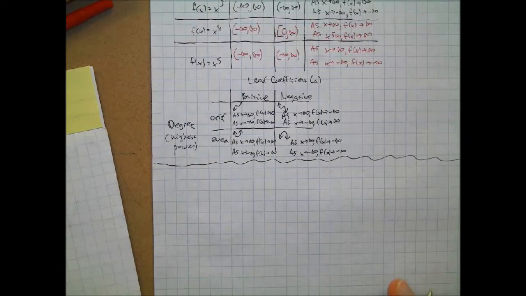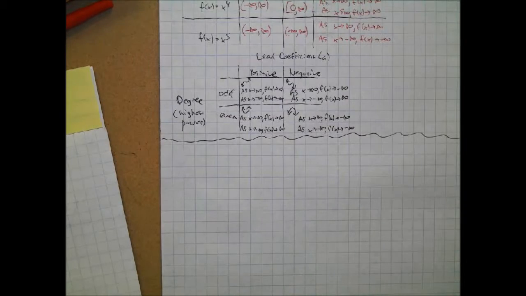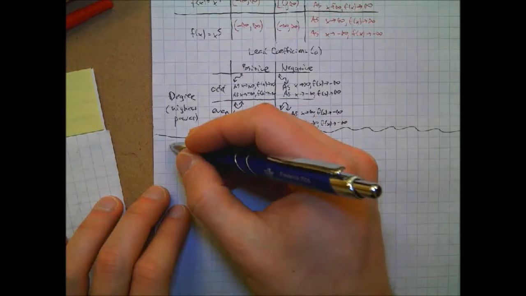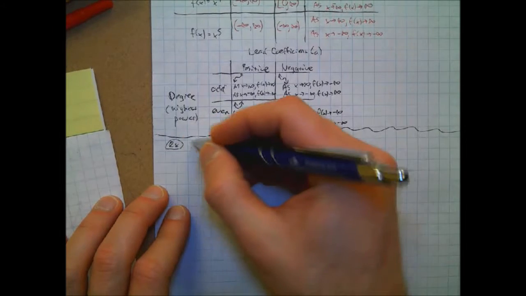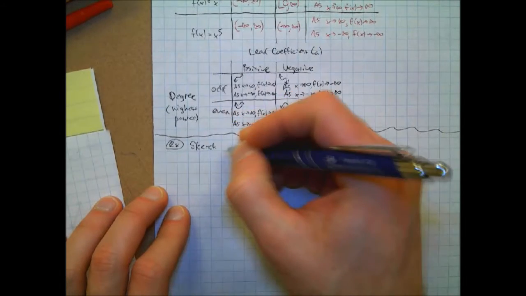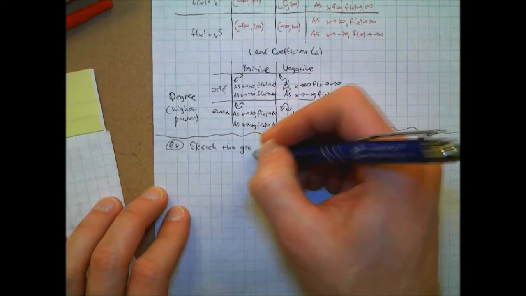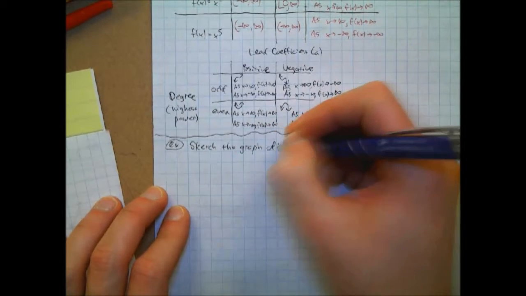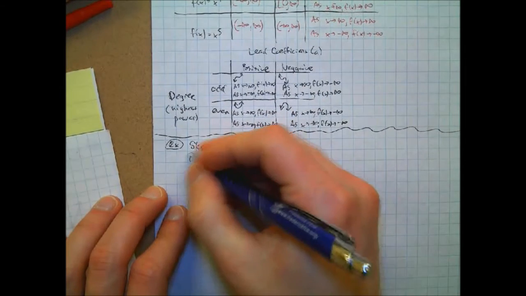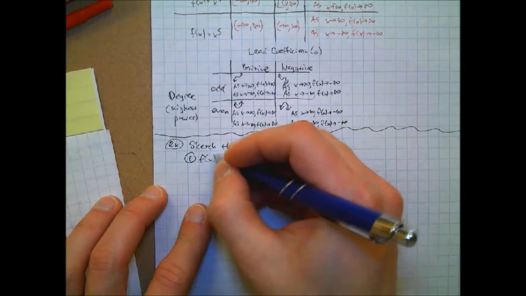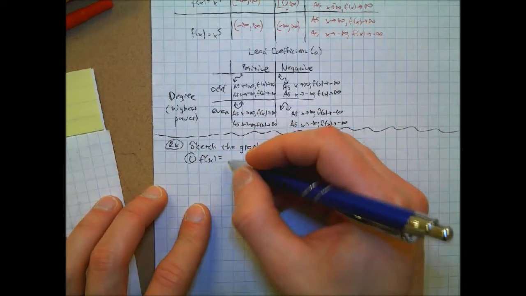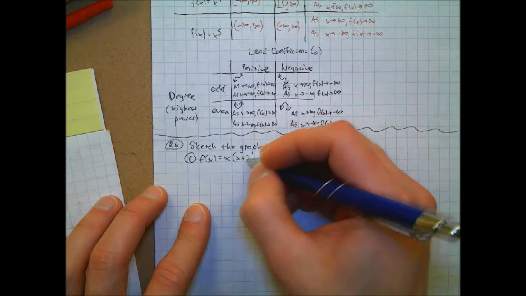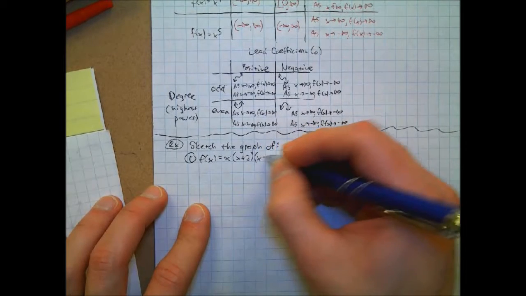All right. So let's move on to an actual problem then. We're going to sketch the graph of f of x equals x times x plus 2 times x minus 3.